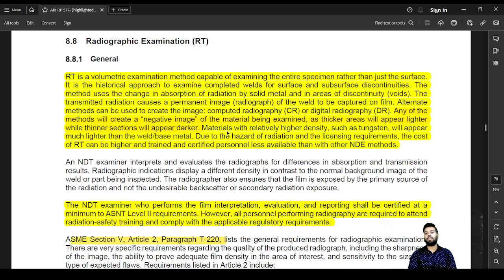These are some newer techniques of radiography. Initially it was film radiography. Nowadays we can have computed radiography and digital radiography. Any of the methods will create a negative image of the material being examined, as thicker sections will appear lighter and thinner sections will appear darker. The areas with higher density will appear brighter and areas with lower density will appear darker. Due to the hazard of radiation and the licensing requirement, the cost of RT can be higher and the trained and certified personnel less available than other NDT methods.